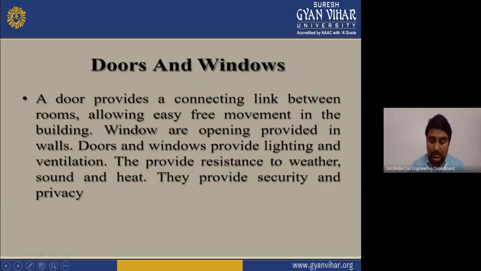So come to door and window, which are a very essential part of your building. A door provides the connecting link between rooms, allowing easy, free movement in the building. Windows are openings provided in a wall. Door and window provide lighting and ventilation. They provide resistance to weather, sound and heat. They provide security and privacy. We all know door and window also provide the security and privacy of your rooms and your homes.